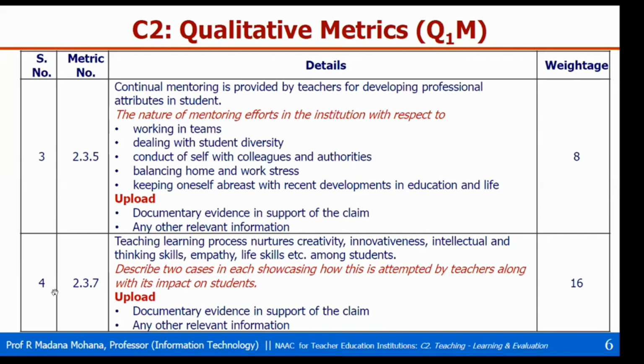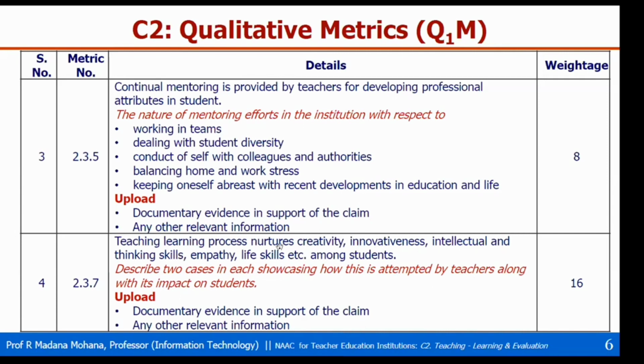Then 2.3.7 here, teaching learning process nurtures creativity, innovativeness, intellectual and thinking skills, empathy, life skills, etc. among the students. These are all related to innovation, intellectual and personality development, human values, professional ethics, etc. So you have to describe at least 2 cases in each, showcasing how this is attempted by teachers along with its impact on students.